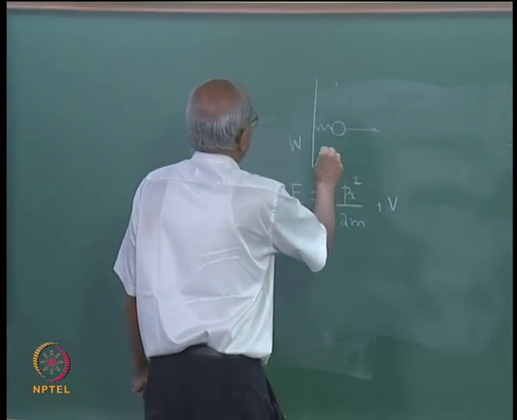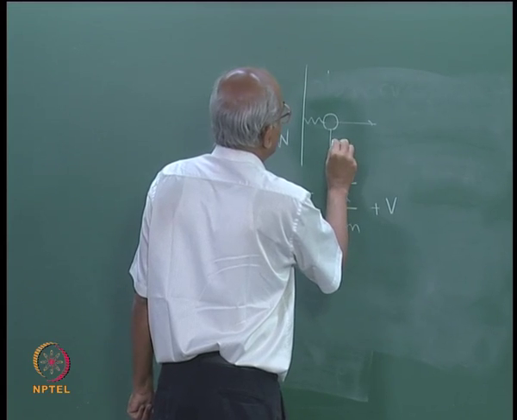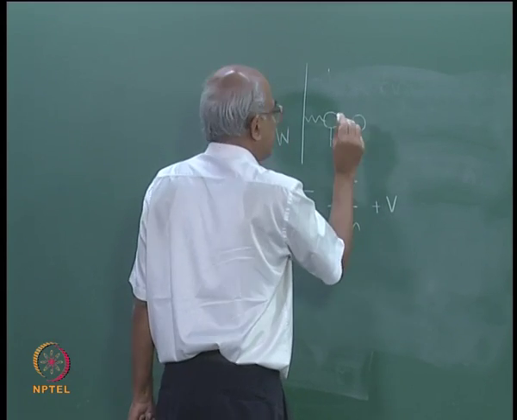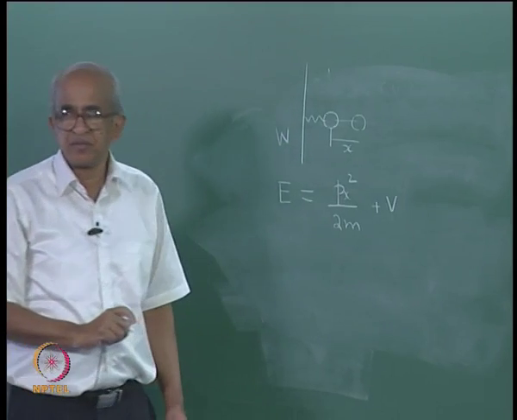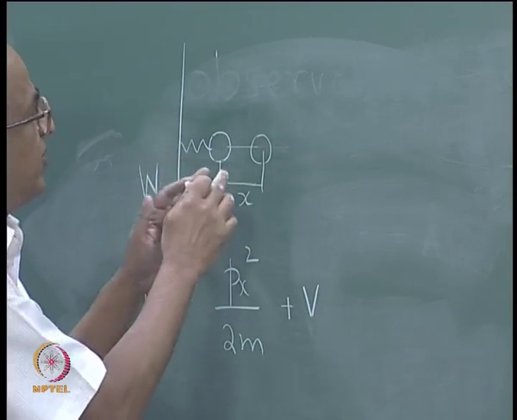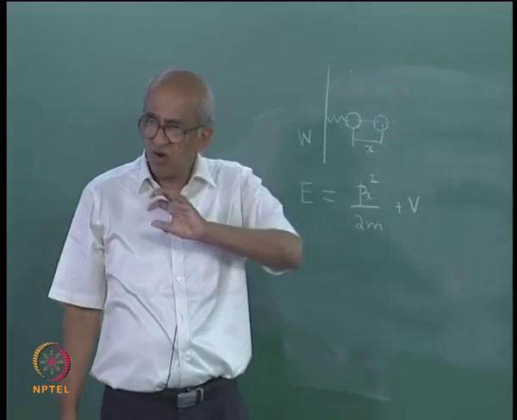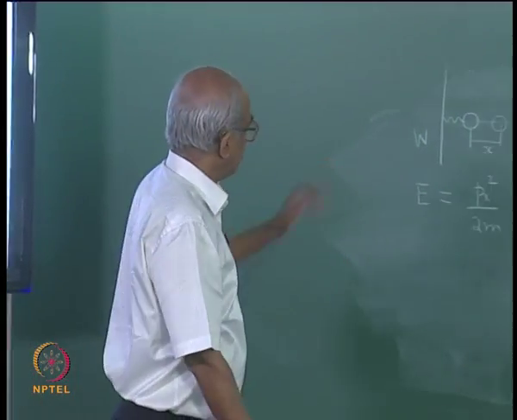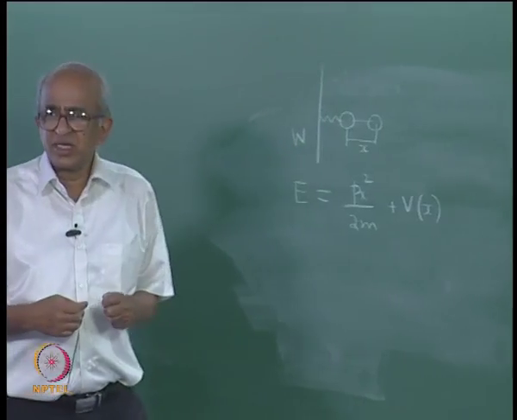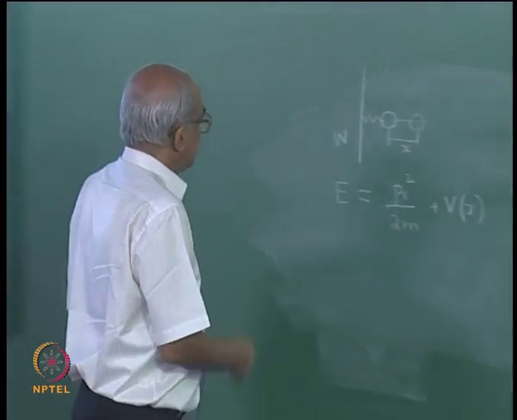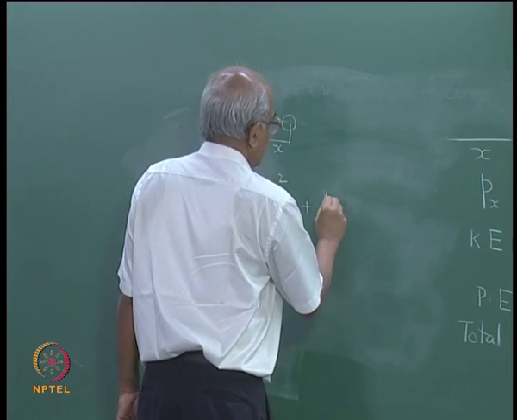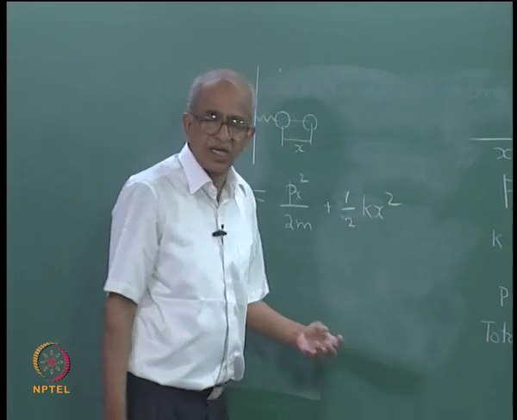So, if you denote the displacement of this atom from its equilibrium position, suppose you displace it to a new position by an amount x from the equilibrium position, then the potential energy of the particle will depend upon x. It will depend upon how much you have displaced the particle. So, you will have V, which is a function of x, and the simplest thing is to say that this V is given by a quadratic function of x. So, it is equal to half k x square.